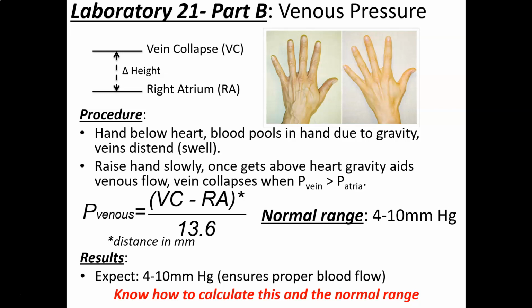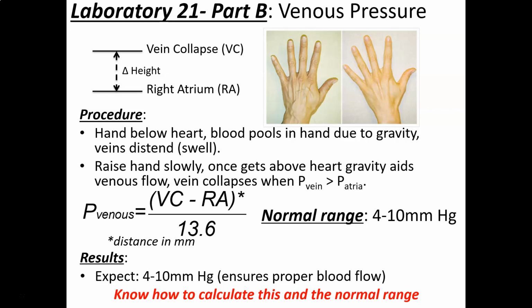So you hold your hand below the waist, and you do that to help with gravity. What's going to happen is blood is going to pool in your hand because of gravity, and as blood pools in your hand, your veins will distend. Then you'll slowly, with your arm next to the board, raise your hand slowly up. And as the hand gets higher and higher, the pressure of the column of blood in your hand, right, will eventually exceed the pressure of your venous system.